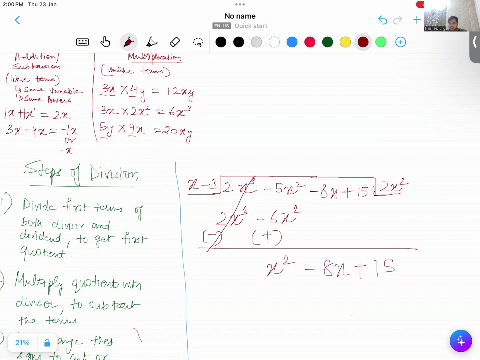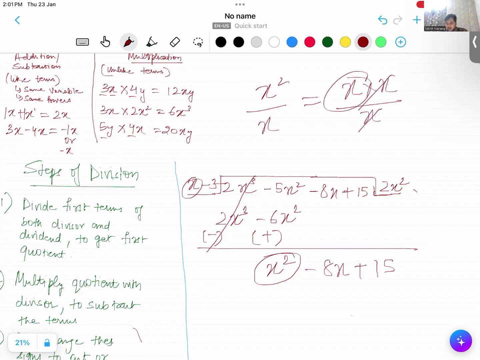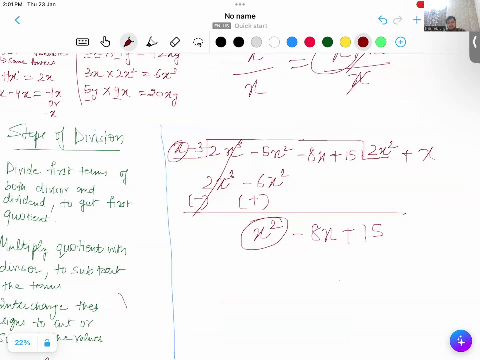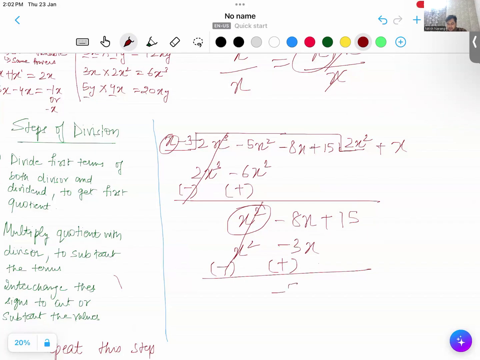Now we will divide x square by x. First step, divide the first term of the dividend by x. So x square gets divided by x. X square means it has 2 x's, and 1 x has been cut off. So only x will remain. So it will become plus x. Now, plus x, again multiply the quotient with the divisor to get the terms. X should be multiplied with x to get x square. Then x should be multiplied with minus 3 to become minus 3x. Now we will interchange the signs again. So plus is converted into minus, minus is converted into plus, because we are subtracting these terms. Minus 8 plus 3 becomes minus 5, and we will write x here.